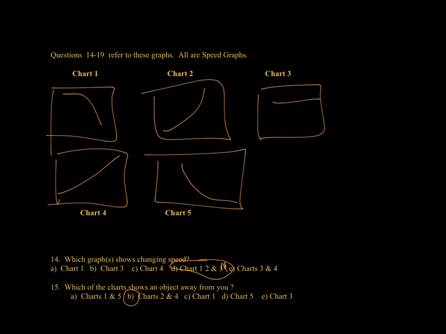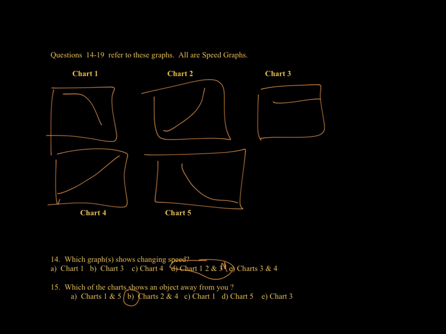Okay, so here are these charts, which didn't show up very well on here, so I just redrew them. So for the first question, which graphs show changing speed? There was a typo. Option D should have said 1, 2, and 5. But the key here is anytime there's a curved line, it shows something that's changing speed. So even in my drawing, chart 4 looks like it's curved. It should be straight. So 1, 2, and 5 were the curved lines, rather.